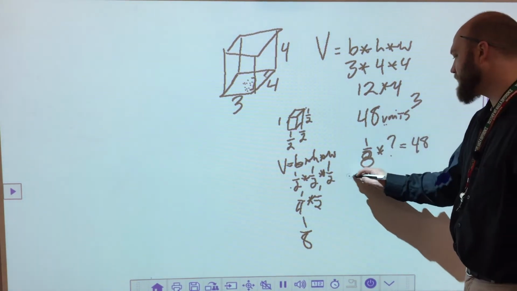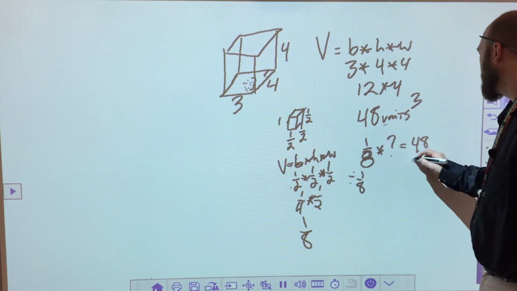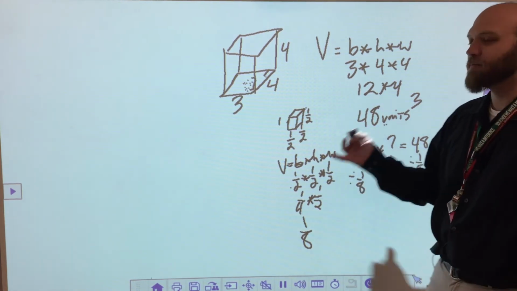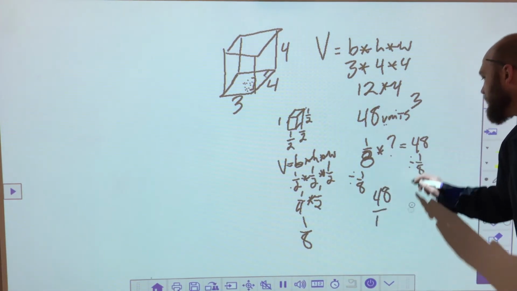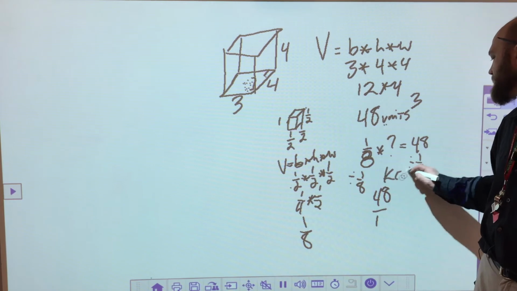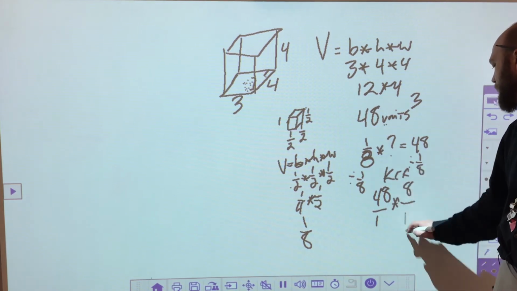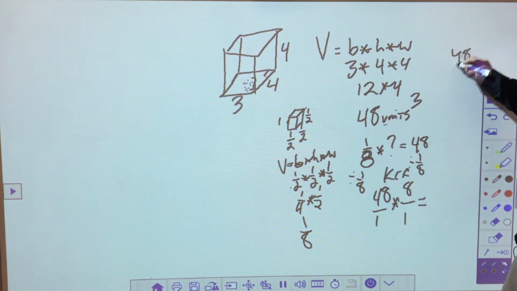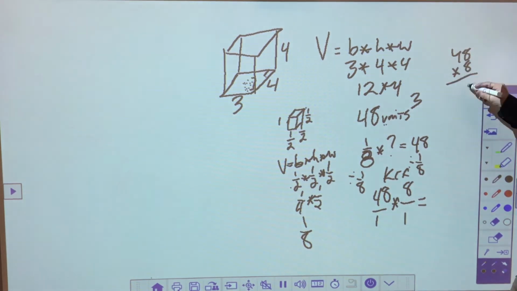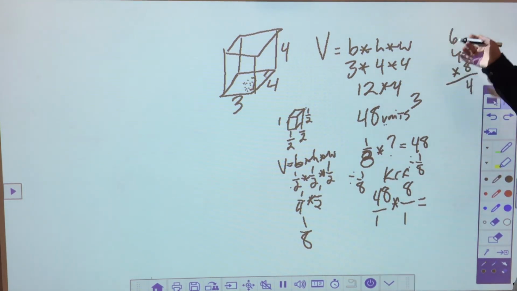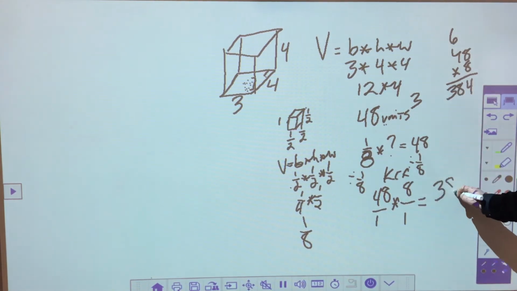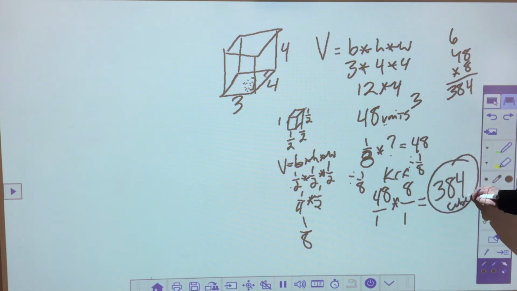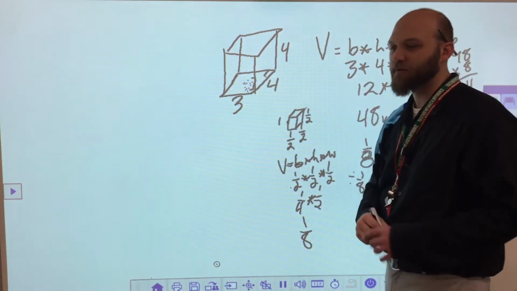Well, instead of multiplying by 1/8, I would divide by 1/8. So the problem I end up with is 48 divided by 1/8. 48 over 1 divided by 1/8, we're going to keep it, change it, flip it, which is times 8 over 1. And I end up with 48 times 8. 8 times 8 is 64. 8 times 4 is 32, plus 6 is 38. And I get 384. 384 cubes will fit in that particular box.